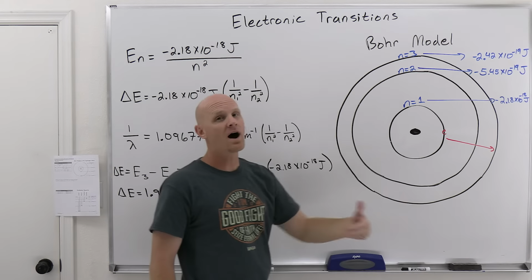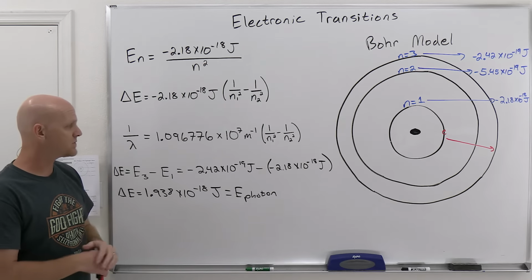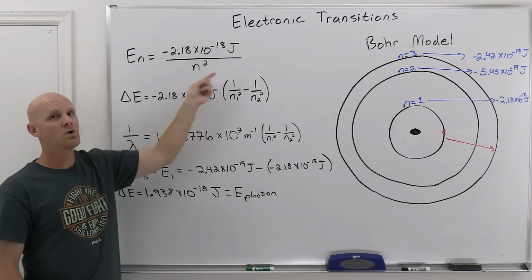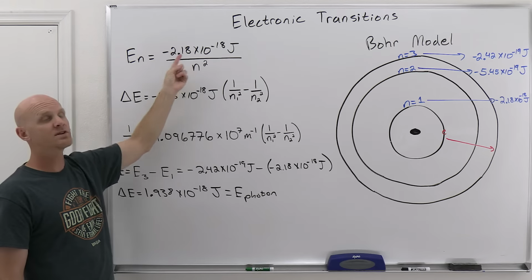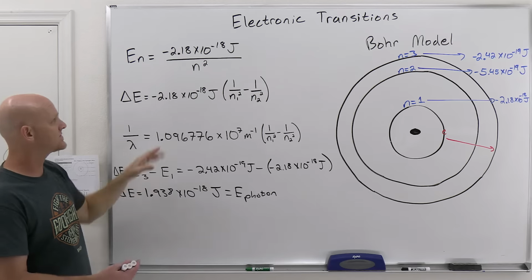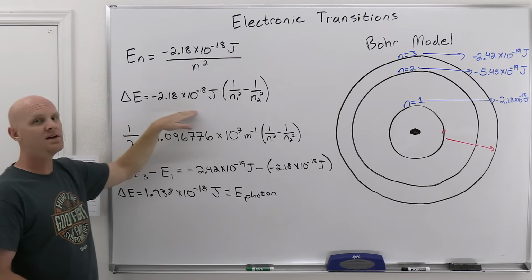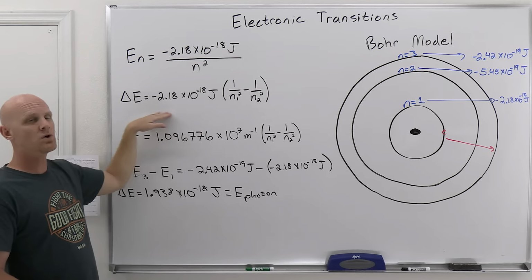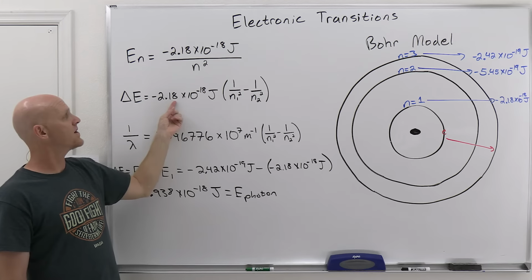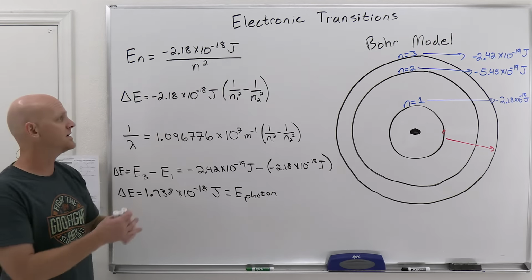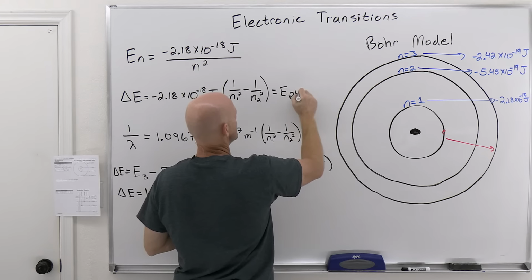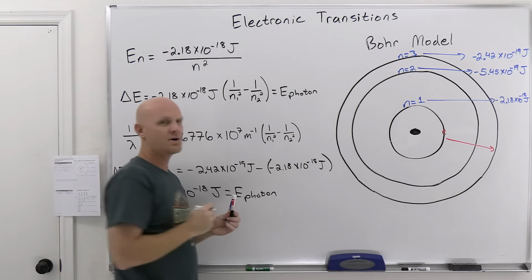But had we not, we can get a simple relation between these as well. Using this formula, E3 and E1 are both going to have this constant. What's different is the n value that's squared that we're dividing by. So you can actually calculate delta E using this formula right here, where you've got the two different n values, but the constant is just factored right out front. And it is this delta E that is also equal to the energy of the photon.